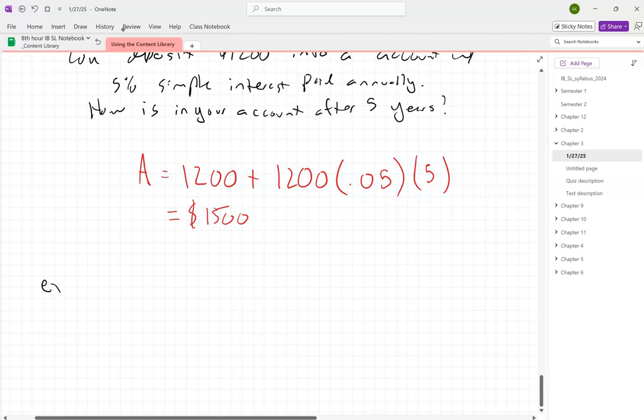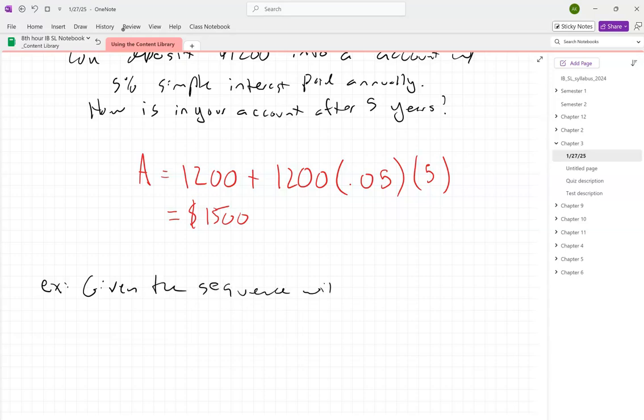Probably the hardest thing they're going to ask you to do would be something like this. You know, given the sequence with u of 50 equals 6, u of 51 equals 11, and then u of 52 equals 16. Find u of 1.